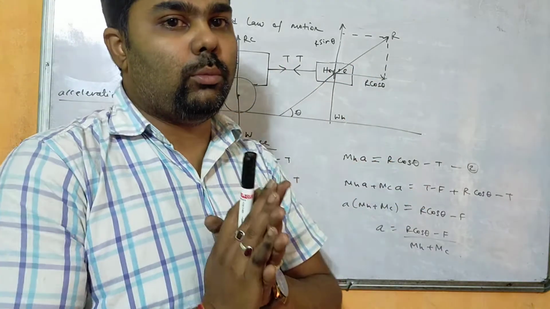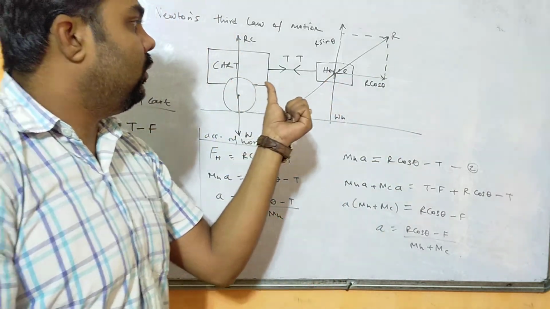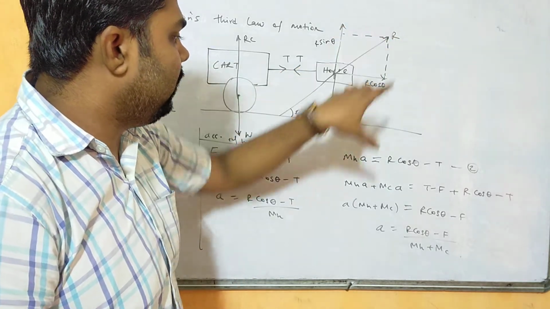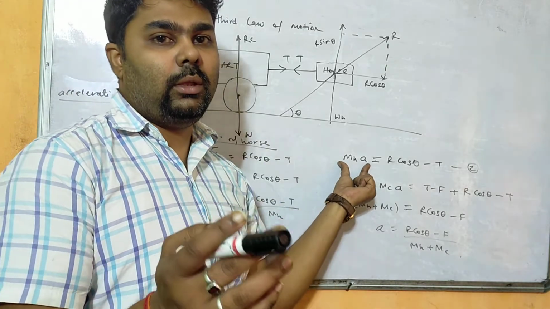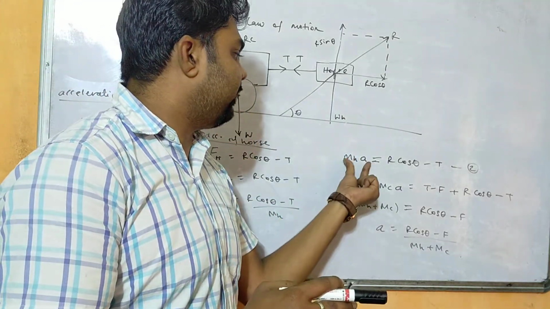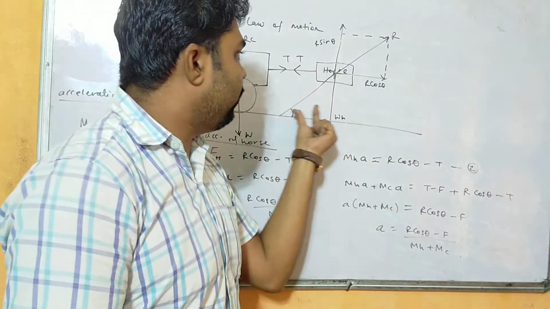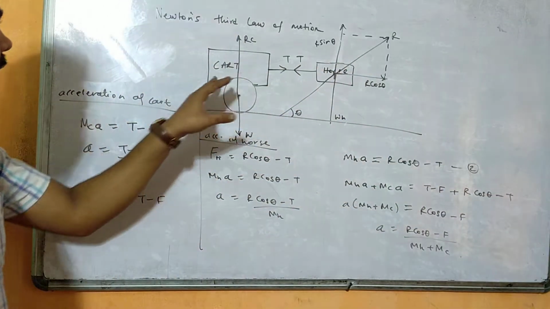Now an object will move when the forward force is more than the backward force. So what is the net force acting on the horse here? The net force is given by MHA. We know force equals MA, so here it is the mass of the horse and its acceleration. R cos theta must be more than T, then only the horse will move in the forward direction. This was one equation, and one equation you will find here for the cart.